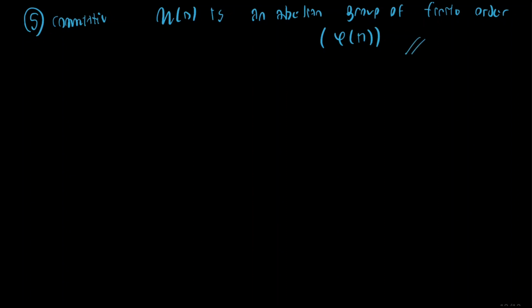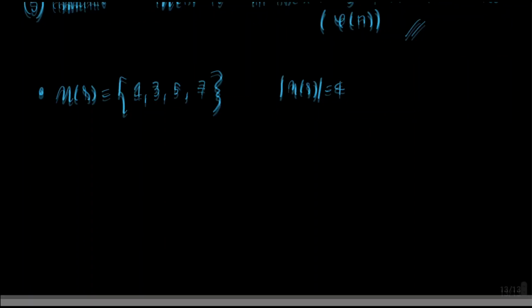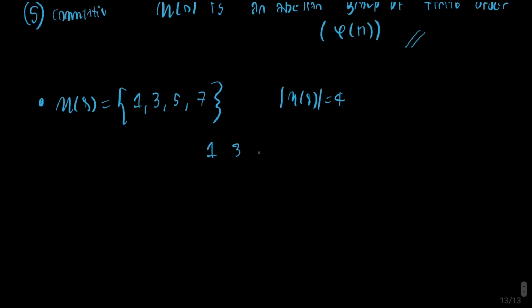Now let's look at some examples of multiplicative groups modulo n. So let's look maybe at U(8). U(8) will have 1, 3, then 5, and then 7 inside. And these are all the 4 elements of the group. So its order is 4. Now let's find the inverse of each. Actually, let's build a Cayley table for it.